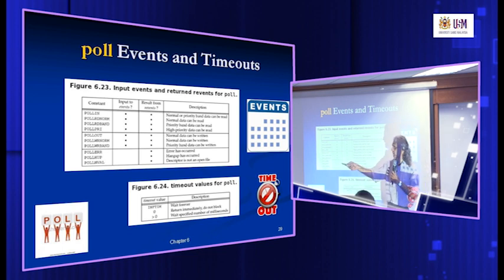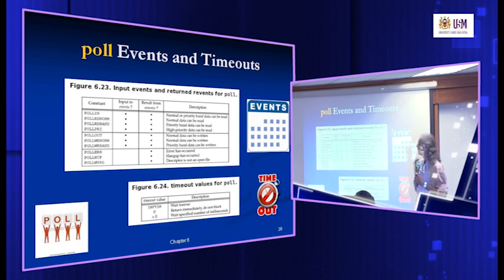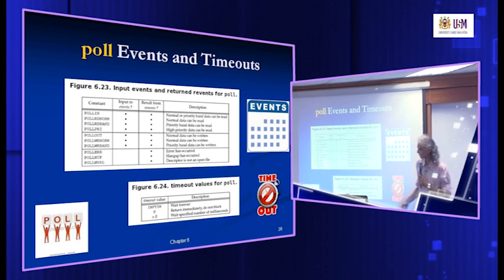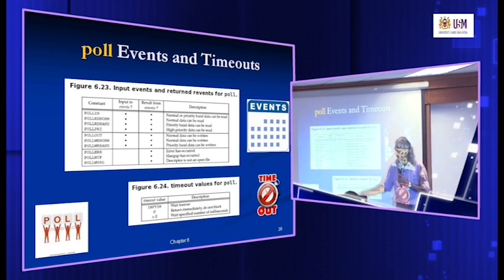And same thing for error. For error, you normally don't specify, and it will just give you the results. So the timeout for poll is similar. We can put either infinite constant, which means wait forever, or zero, return immediately, or more than zero for a specified amount of time.